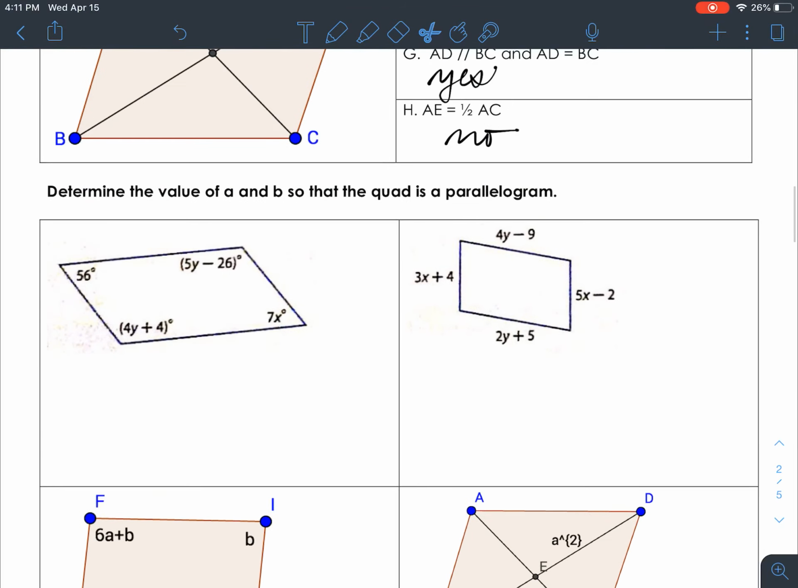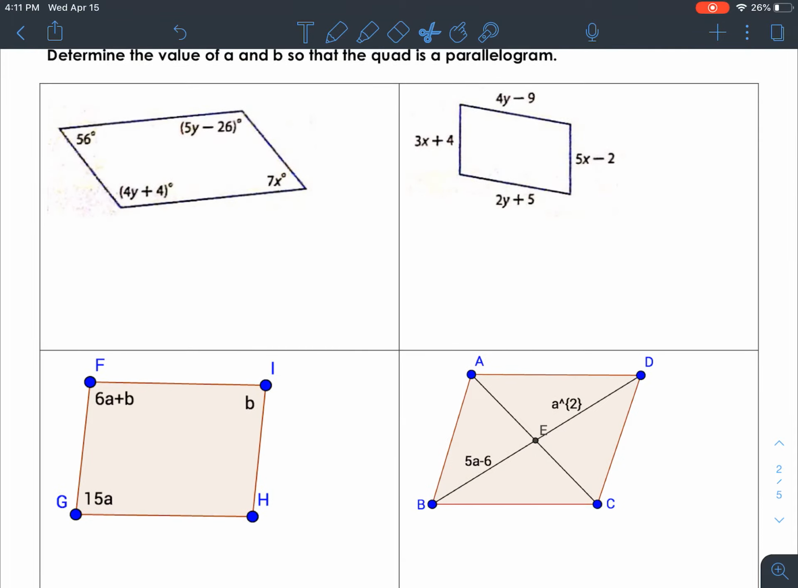Okay, so if we look at this next one, it says determine the value of A and B so that the quadrilateral is a parallelogram. So what we are doing is we are assuming that this is a parallelogram. Now, I'm not going to do all of these. I'm going to do the first one.